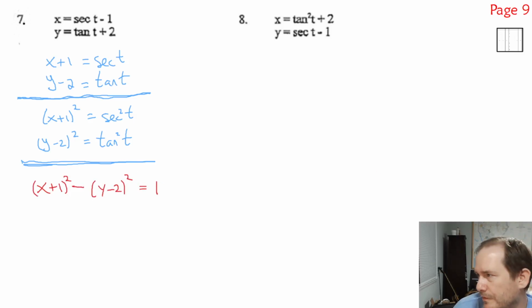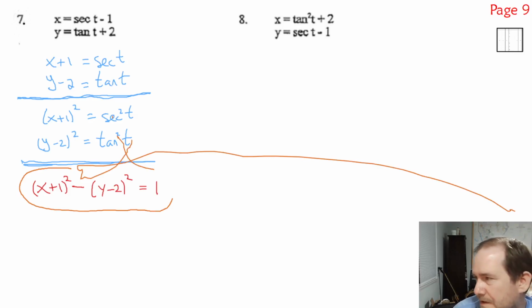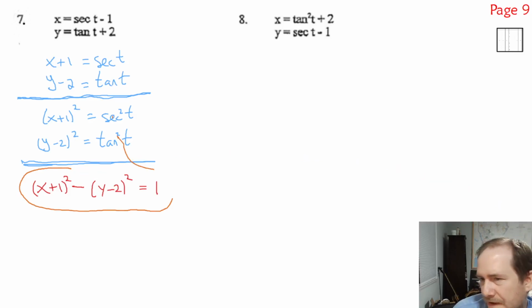Now don't be fooled. This kind of looks like it might be the equation of a circle because there's no denominators, right? Maybe you've kind of picked up on the fact that with a circle there's no denominators. But no, that's not true.